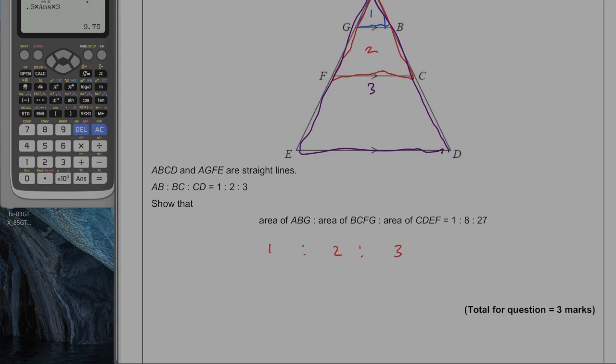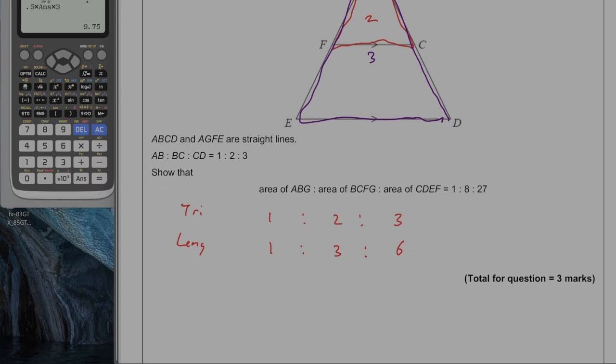So for triangle 1, we'll talk about length first of all. The length for triangle 1 would be 1, for triangle 2 would be 3, and for triangle 3 would be 6. Right. So triangles 1, 2, and 3 have lengths of 1, 3, and 6. So their area ratio would be 1 squared, which is 1, 3 squared, which is 9, and 6 squared, which is 36. However, that's not quite the shapes that we're after.